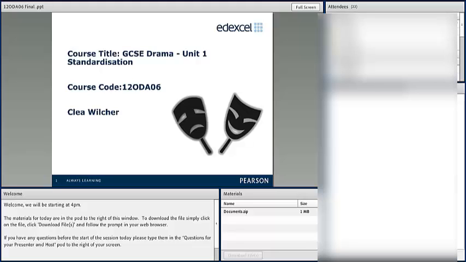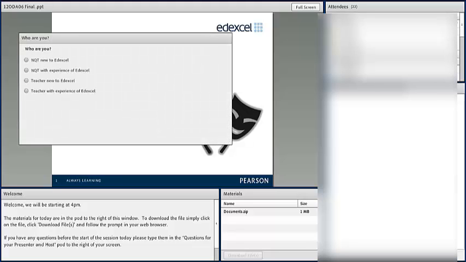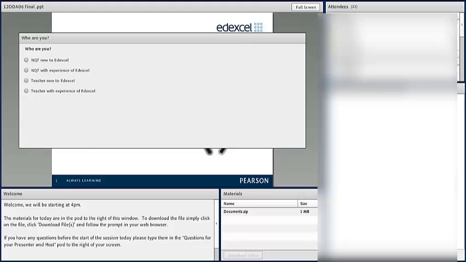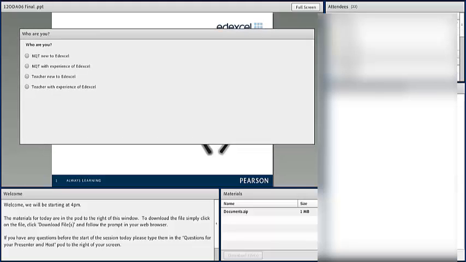And the options for your poll are: you an NQT that's new to Edexcel, an NQT with experience of Edexcel, teacher new to Edexcel, teacher with experience of Edexcel. And maybe you feel that you fall into one or two of those categories because perhaps you've returned to Edexcel after a gap or so on. So just fill in as best as you can. Okay, that's interesting because it looks as though we have the majority of delegates today are experienced teachers.